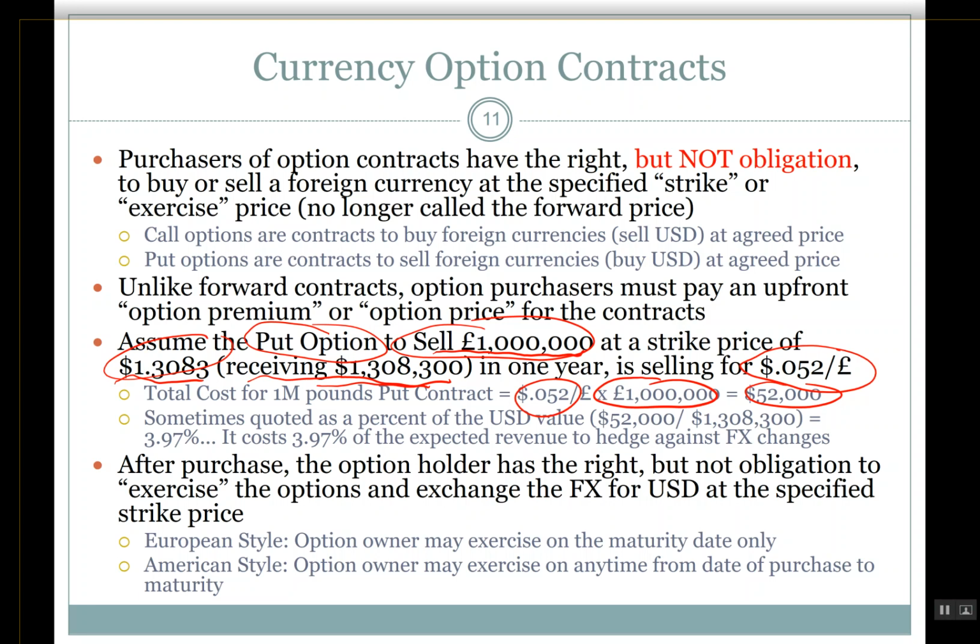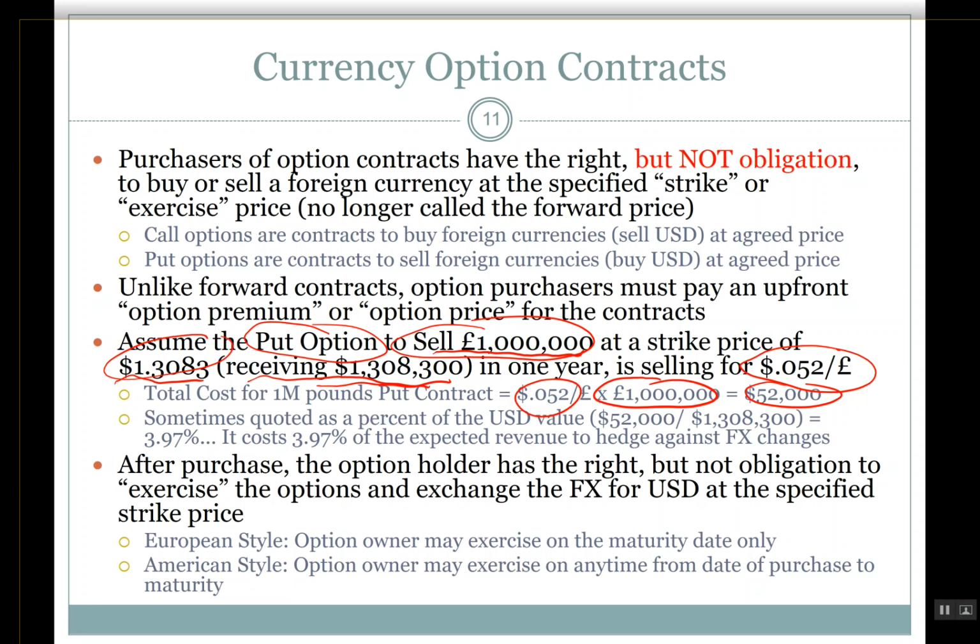If the pound is $2, what do you do? Walk away, because again, the contract is locking in 1.3. Walking away means I can get 2, I can get 5. So the advantage of the option is, if it goes in your favor, you make a killing.